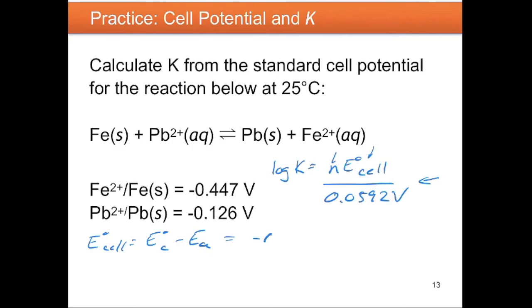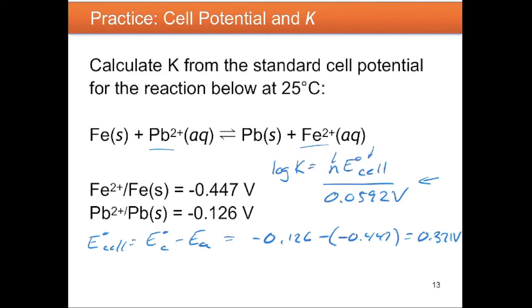So we're going to have negative 0.126 minus negative 0.447 volts. And that's going to equal 0.321 volts. Again, we have a positive number, so we know we did it the right way. So now we have to figure out the number of electrons transferred. And just like the other examples, this one's fairly simple. We could write out the half reactions. We have a lead 2+ and an iron 2+. Since they're both 2+, we know we'll need to add 2 electrons to each side. So the number of electrons transferred is going to be 2.